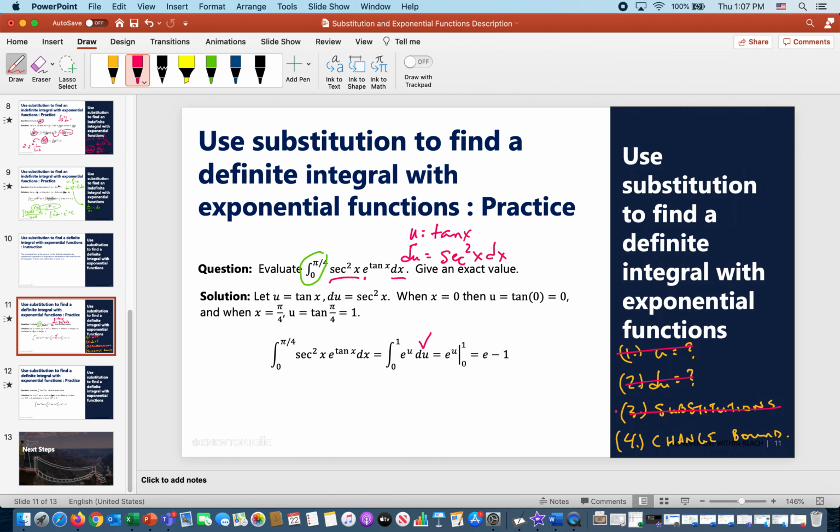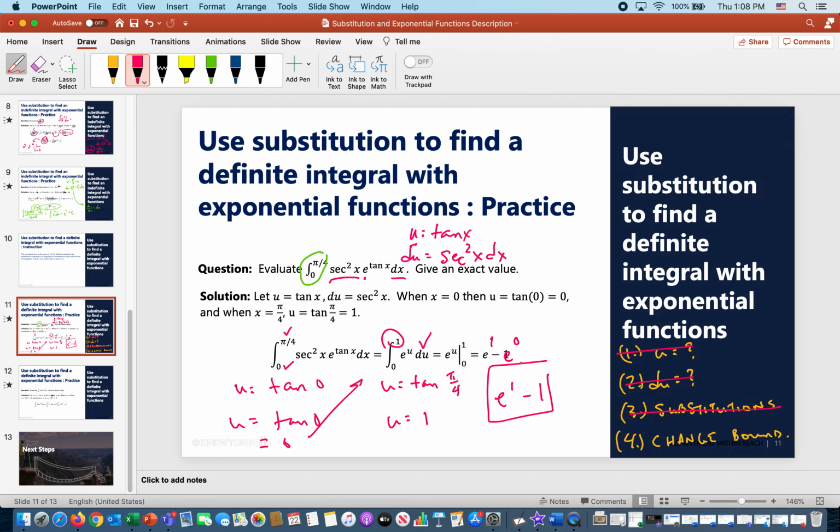The last thing is to change those boundaries. We're going to let u equal 0, and we're going to let u equal the tangent of pi over 4, right? So we're getting those values from here and here. Now, according to the unit circle, the tangent of 0 is equal to 0, so that gives us this boundary of 0 right here. According to the unit circle, the tangent of pi over 4 is 1, and that's where we get this boundary. So we're going to have e to the u evaluated from 0 to 1, which is e to the 1 minus e to the 0. Recall that e to the 1 is just e, and e to the 0 is 1.